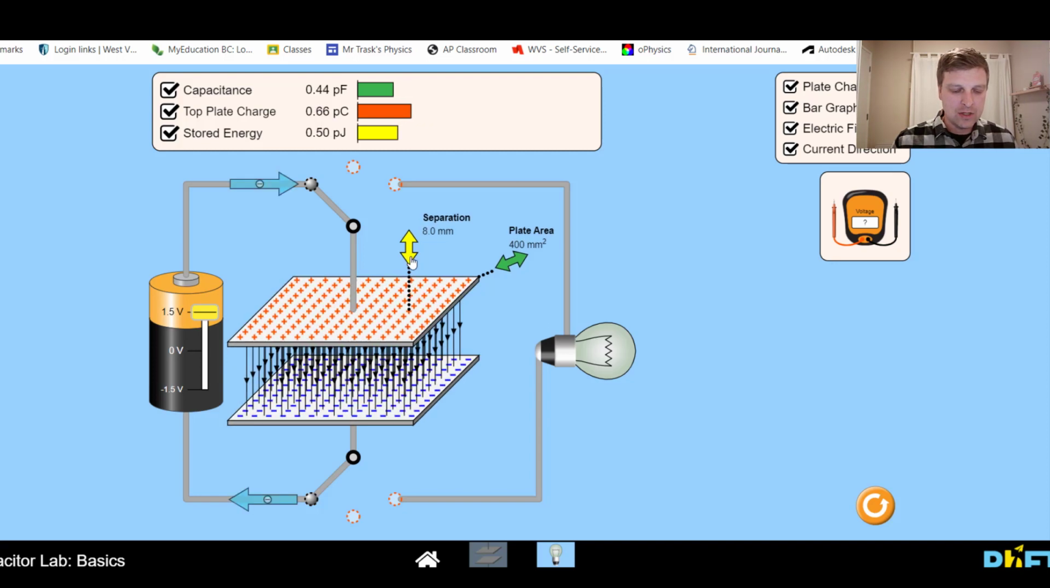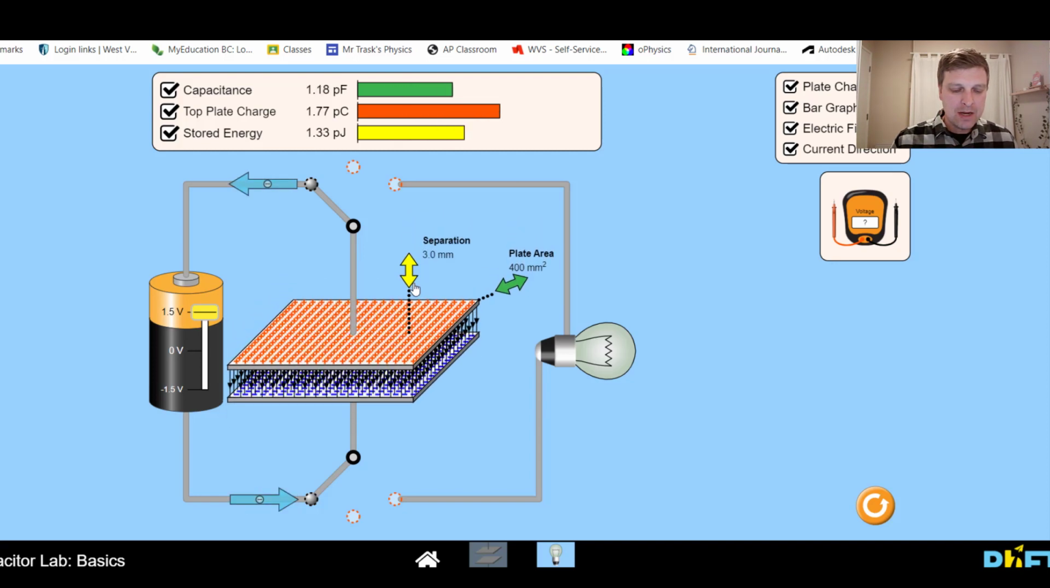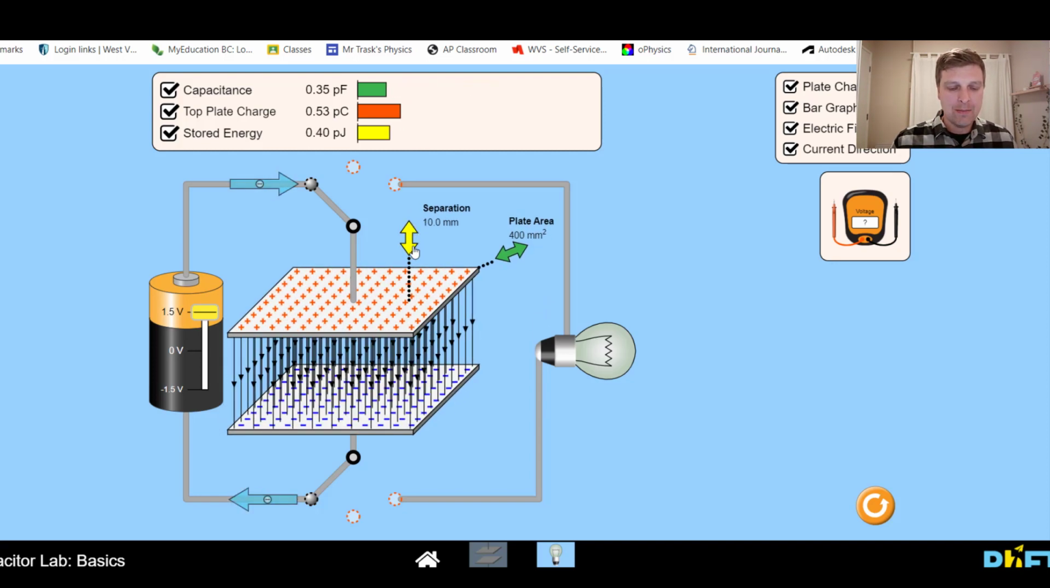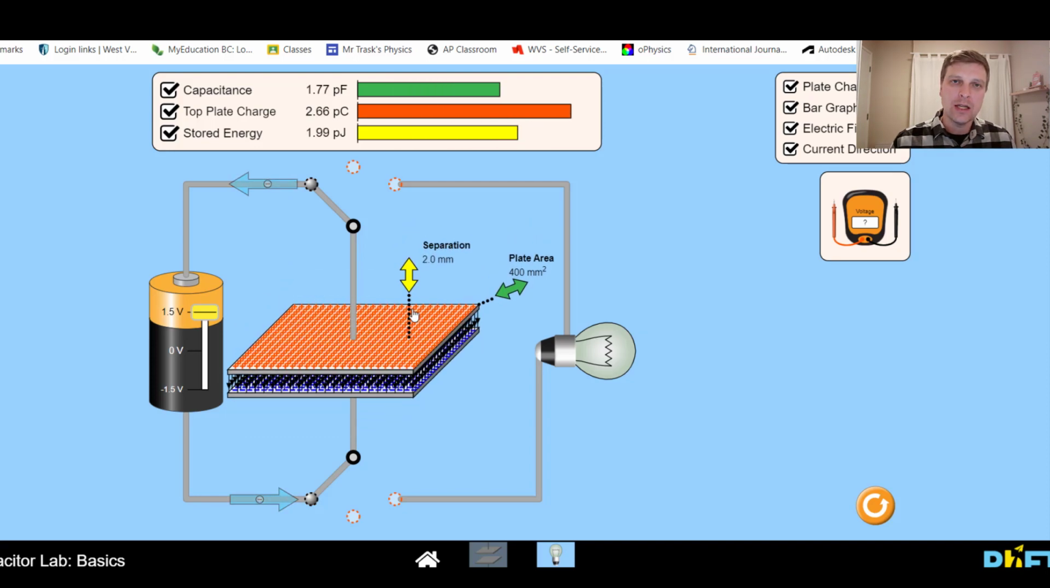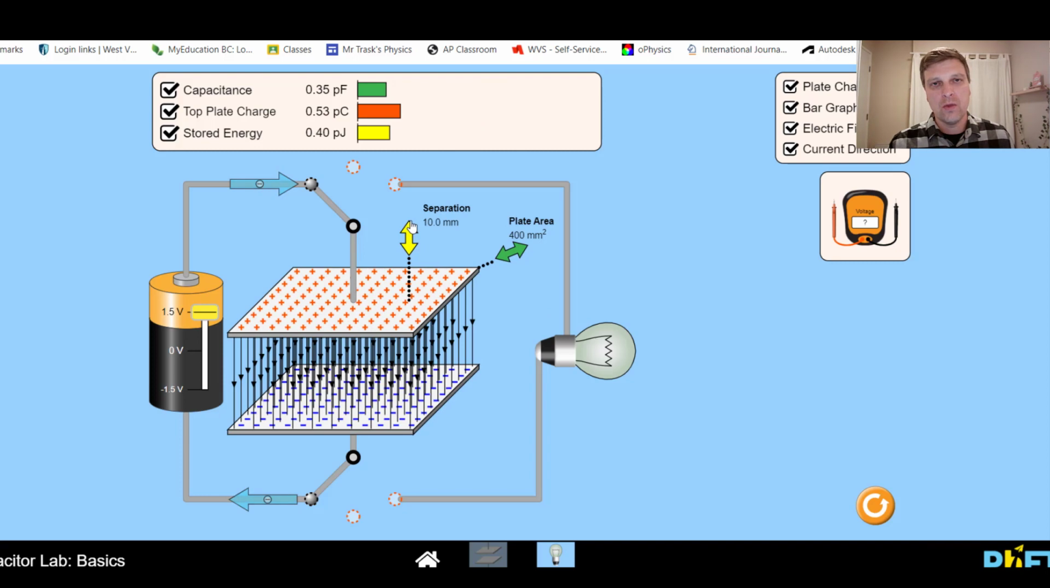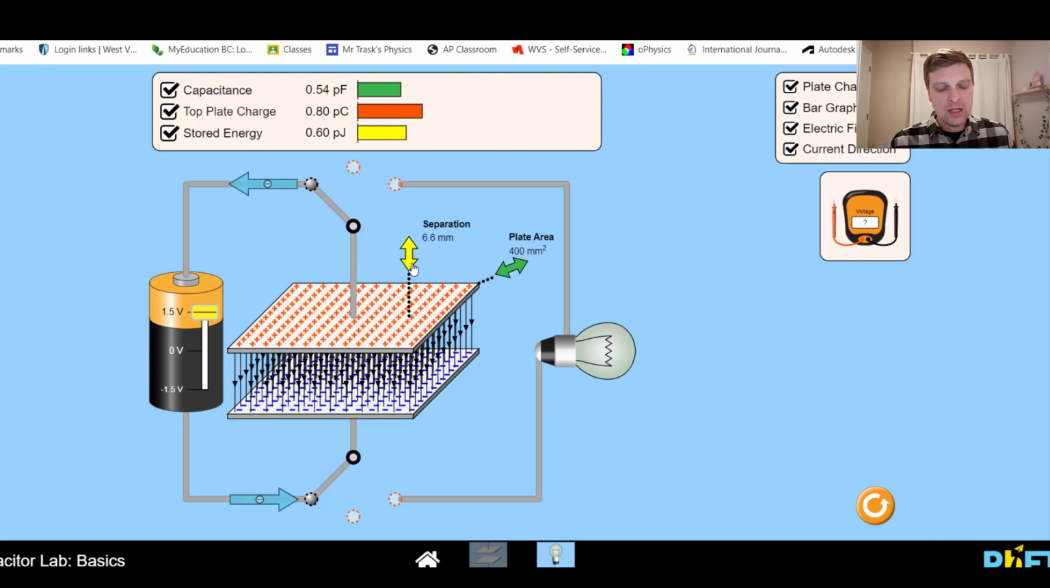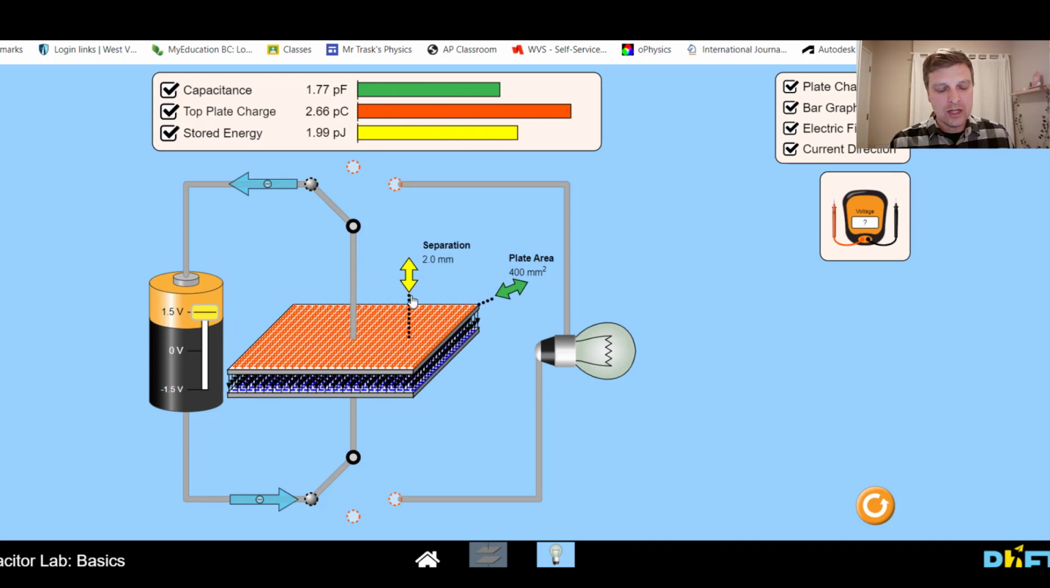So I could actually move these plates further apart. And this might not be quite as obvious why this happens, but the closer the plates are together, the greater the capacitance is, and the further apart they are, the less it is. The reason for this is fairly simple. Notice that the electric field between the plates also gets much stronger as they get closer together.